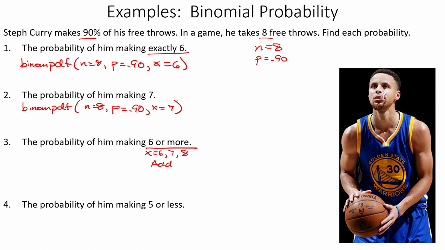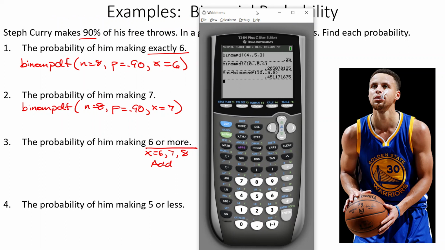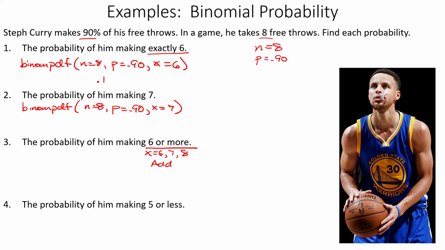All right, well, we've already got 6 and 7. So let's see what are 6 and 7. All right. And for 6, so second distribution, binomial PDF. We're taking 8 total shots. We've got 90% chance of success, so 0.90. And we want to know about making 6 for this first one here. So that's 0.1488, so about 0.15, I guess is what that would round to.